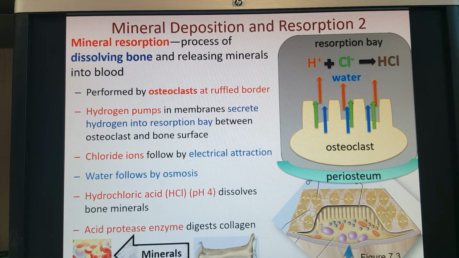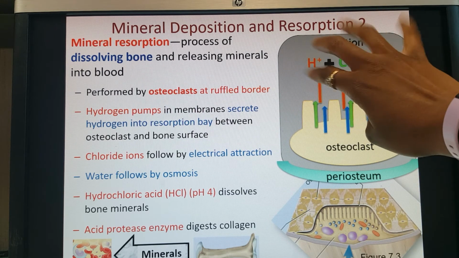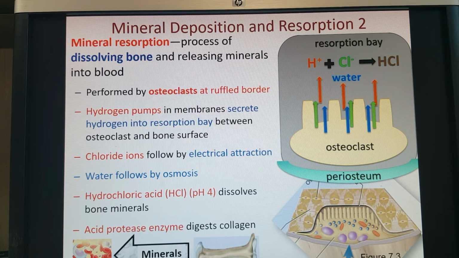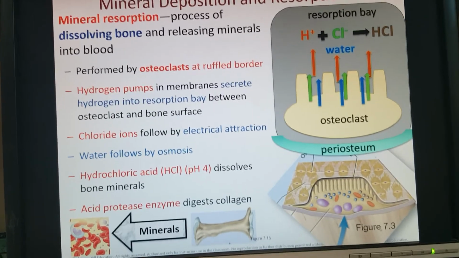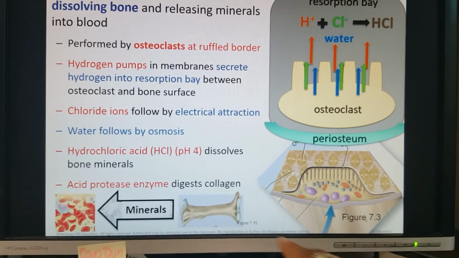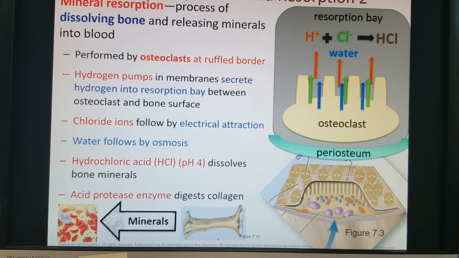Chloride is negatively charged. Remembering from the chemistry chapter, opposite charges attract. So chloride's going to be attracted to that positive charge of hydrogen, so it's going to flow out of the cell too. Since you have all these extra solutes hanging out in this resorption bay, water's going to follow by osmosis. When that happens, we create hydrochloric acid, a very strong acid. What is that going to do? It's going to dissolve the minerals. Then, once those minerals are dissolved, an acid protease, an enzyme, is going to break down the collagen. So in this case, we're taking the minerals from the bone and adding them back to the blood.